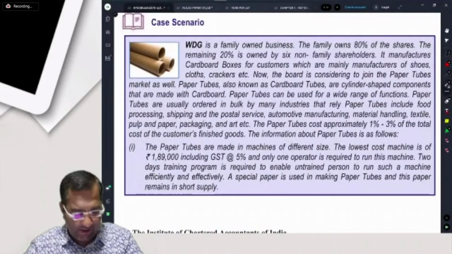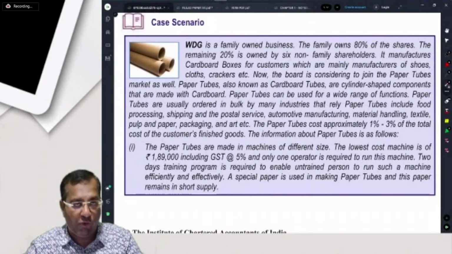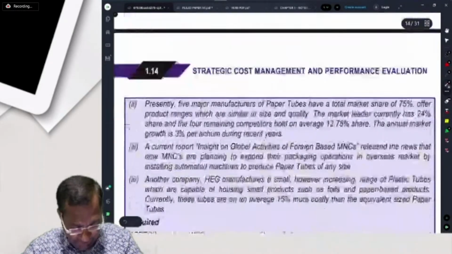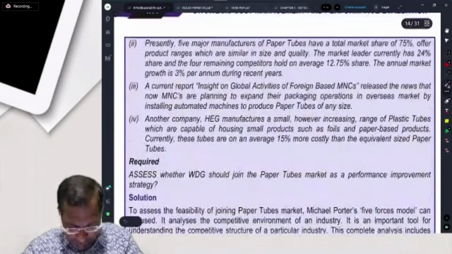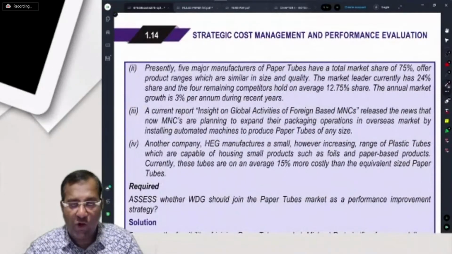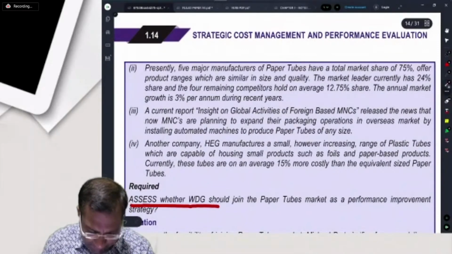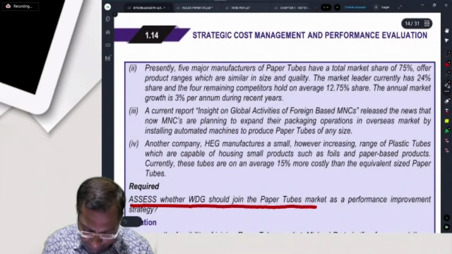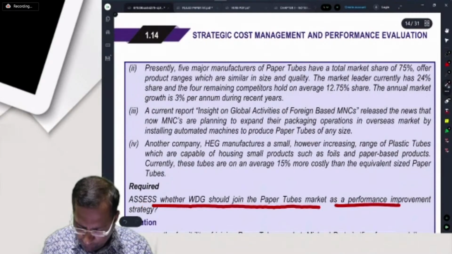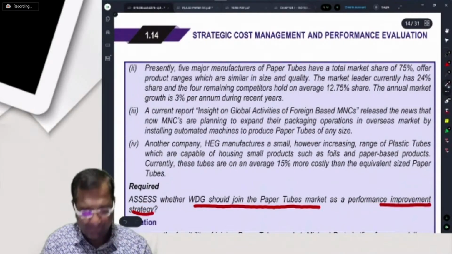First of all, beta, the requirement part will provide the concept that will be applicable in this particular question. So let's read out the requirement part. Assess whether the company should join the paper tube market as a performance improvement strategy.